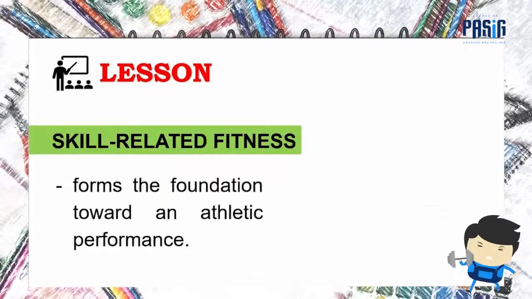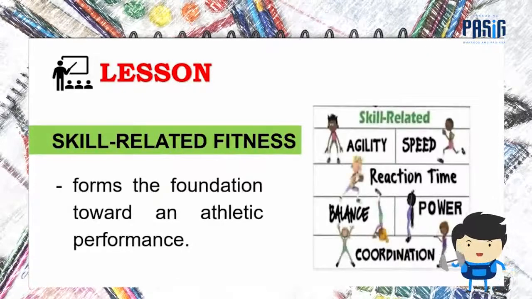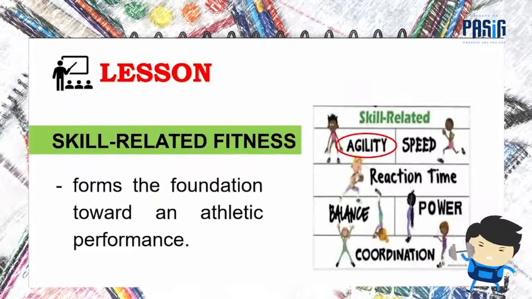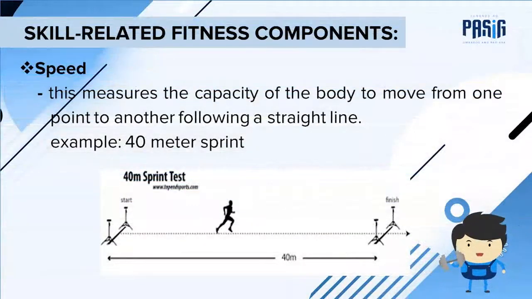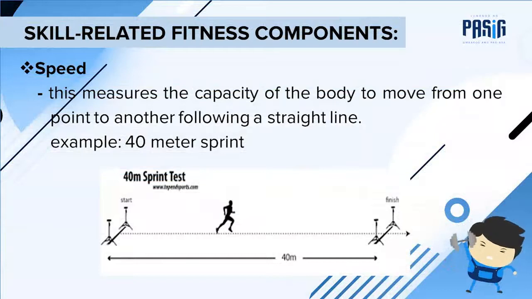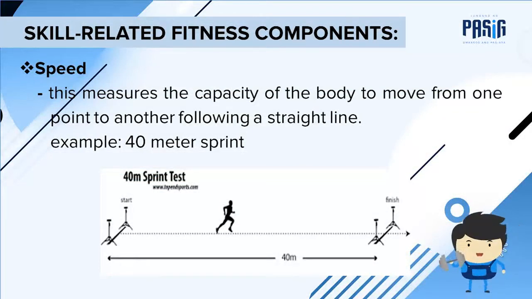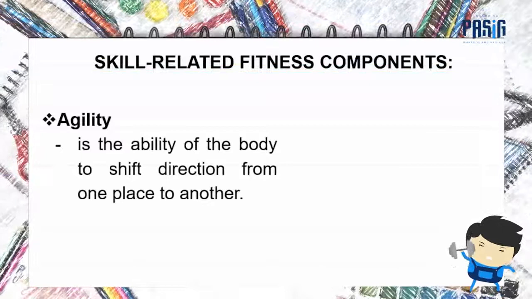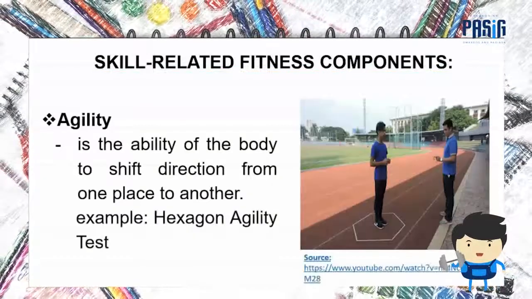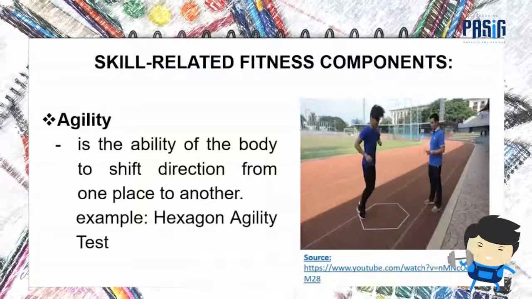Let us recall first the different components of skill-related fitness. We have the agility, speed, reaction time, balance, power, and coordination. The first component of skill-related fitness is the speed. This measures the capacity of the body to move from one point to another following a straight line. Example of this is 40-meter sprint. Next is the agility. Is the ability of the body to shift direction from one place to another. Example is the hexagon agility test.